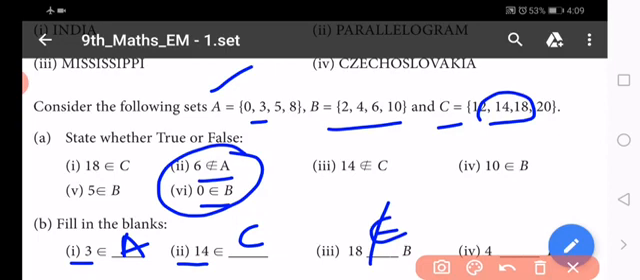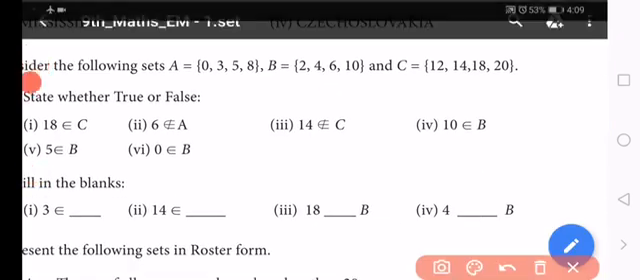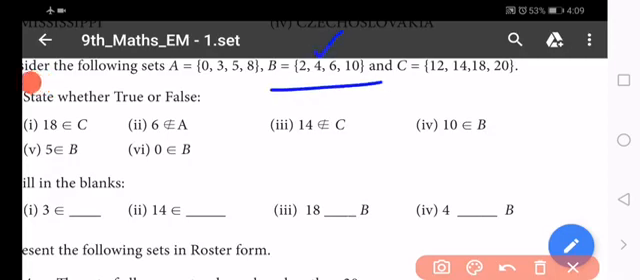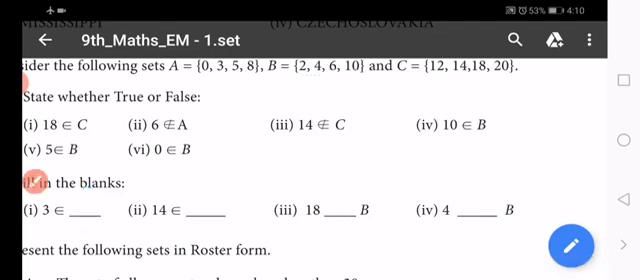And the fourth one, 4 dash B. 4 is in B. 4 is an element. That means 4 belongs to B. 18 does not belong to B. 14 belongs to the set C. And 3 belongs to set A. Okay. All of you, please check the answer. I think all of you gave the right answer.